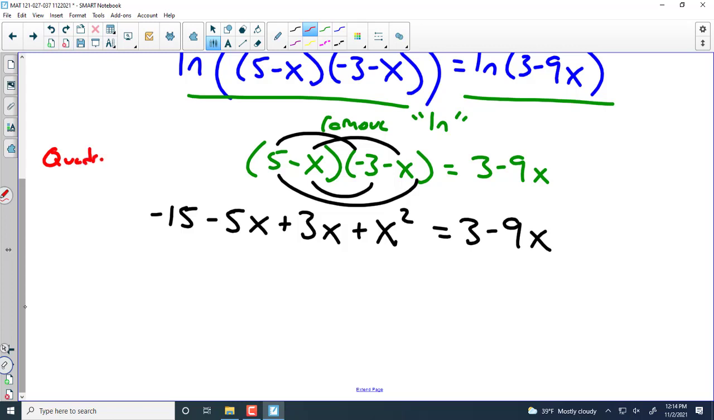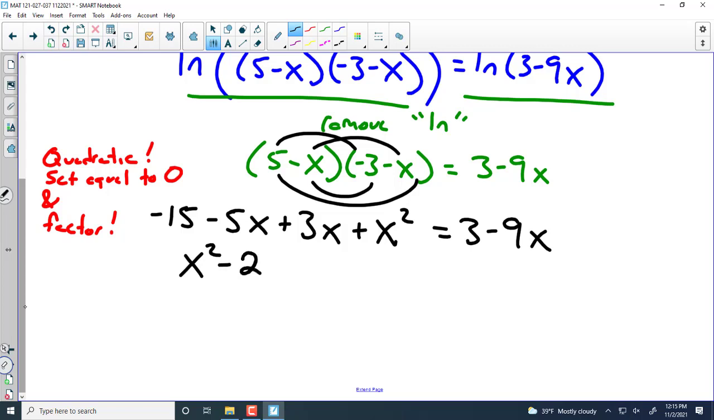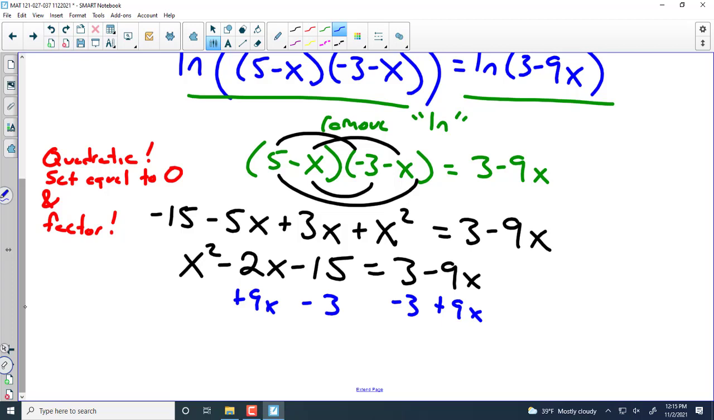This right here is a quadratic. So we set equal to 0 and factor. We get everything on one side and we factor it. So on this side I have x squared minus 2x minus 15. I will add the 9x and I will subtract the 3 from both sides. So what I did, everyone, was I collected like terms on the left-hand side and rewrote it in the order that I find more comfortable, descending order. Now I'm going to move the 9x and the negative 3 over to the other side.